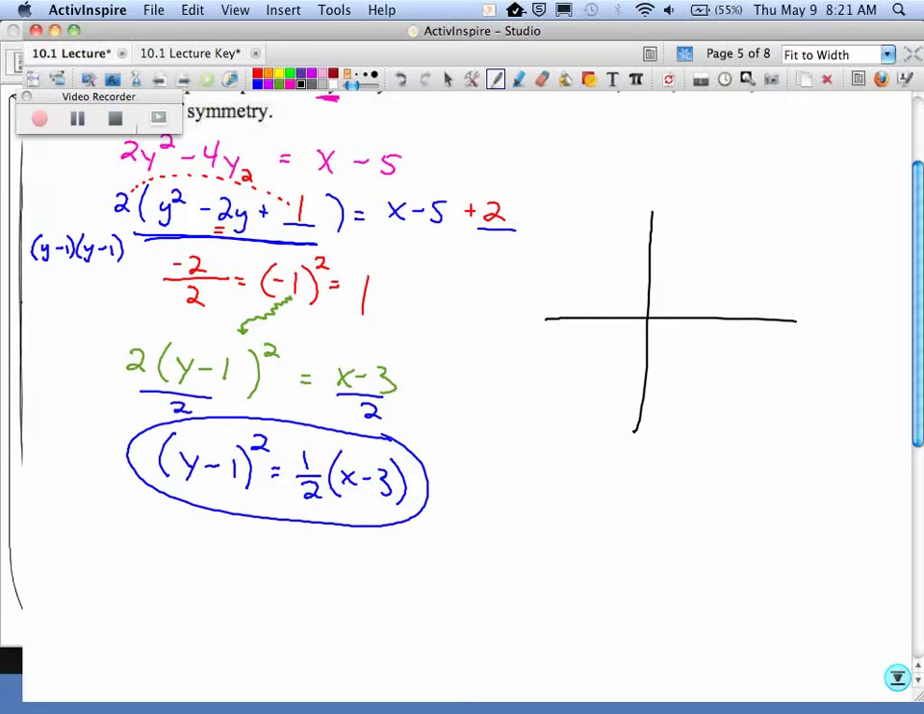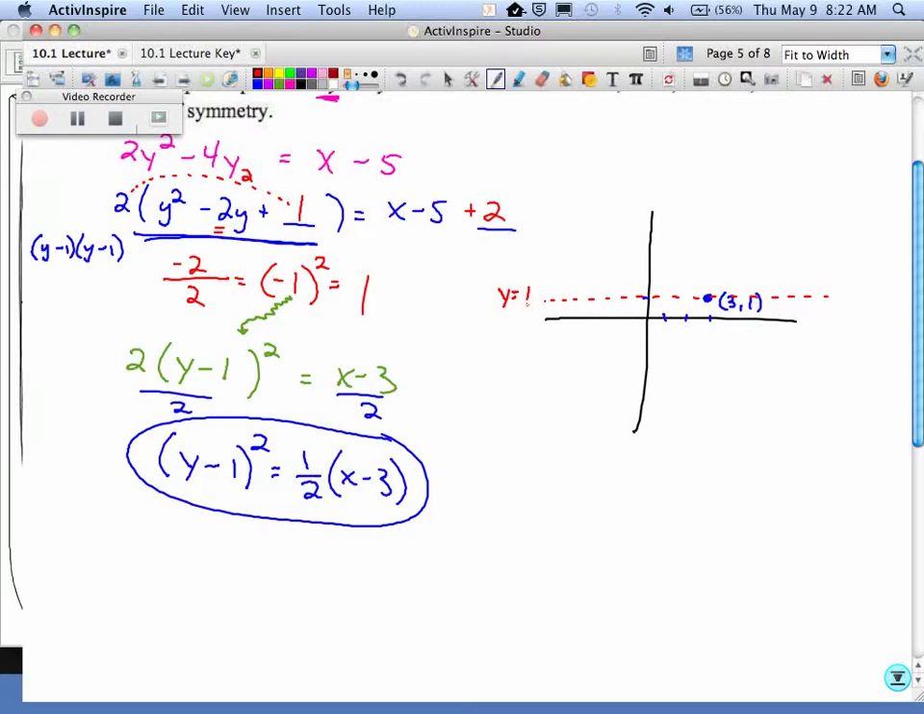Okay, so 3-1. Vertex 3-1. Now, is this a parabola that's going to go up and down or left and right? Left and right. Okay, where's the axis of symmetry? y equals 1.